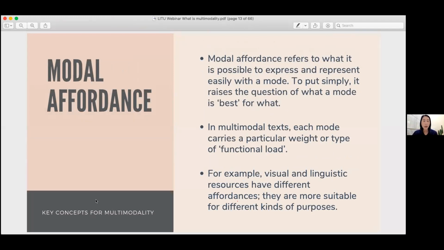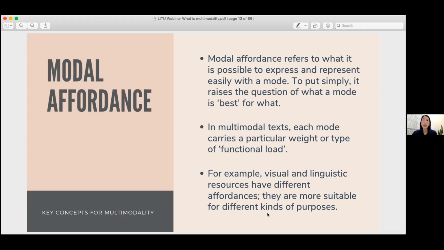Another term that I would like to talk about is modal affordance. Modal affordance refers to what it is possible to express and represent easily with a mode. To put it simply, it raises the question of what a mode is best for. Again, you have to know what kind of message you want to convey and use the right mode, because each mode has different affordances. So in a multimodal text, each mode carries a particular weight or type of functional load. For example, visual and linguistic resources have different affordances, so they are more suitable for different kinds of purposes.